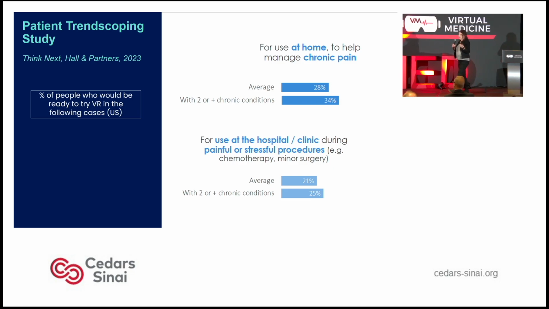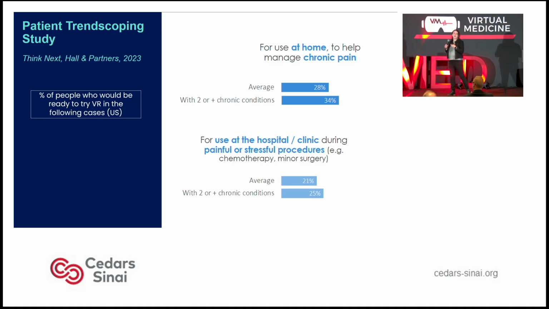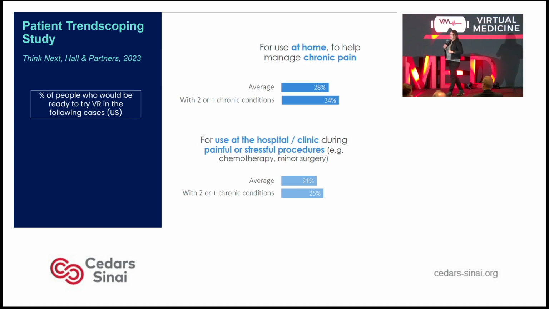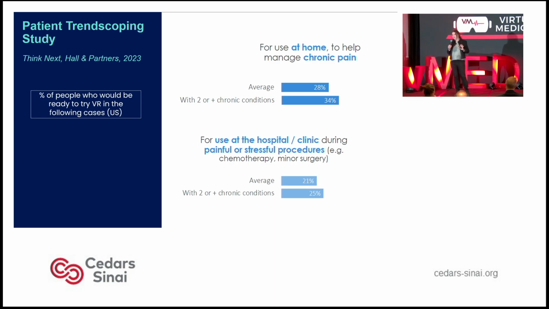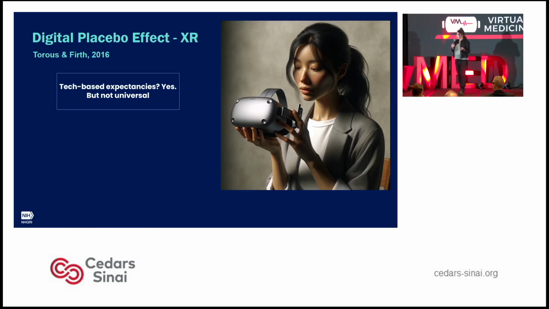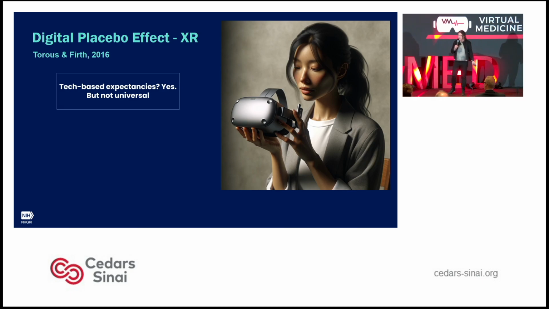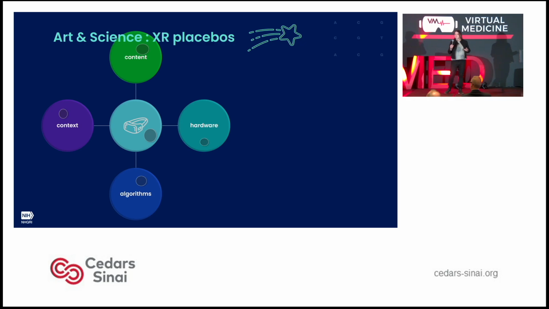And then similarly, a somewhat smaller number, but about 21% said that they're ready to use this in the clinic for a painful or stressful procedure. So yeah, I think we're going to see some tech-based expectancies. It's not going to be universal. Probably as Brendan was talking about, maybe some of the more early adopters are ready to use this, but it's going to be important to separate out and to understand.